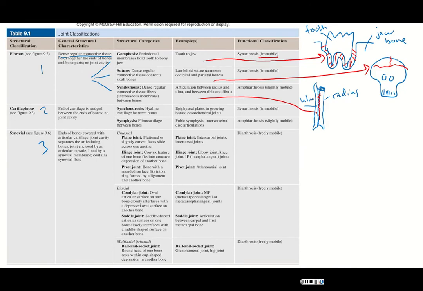And it allows some flexibility. So for example, when you rotate your forearm, the radius curves over the ulna, crosses over to allow that motion, but the 2 bones stay approximately the same distance apart the whole time.